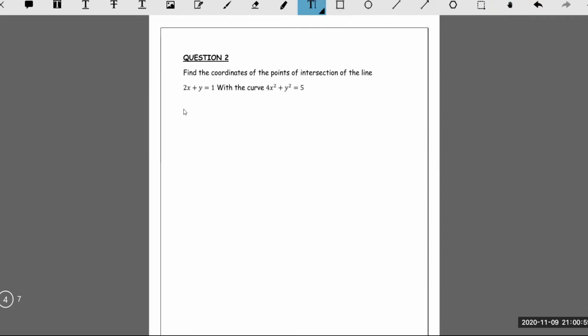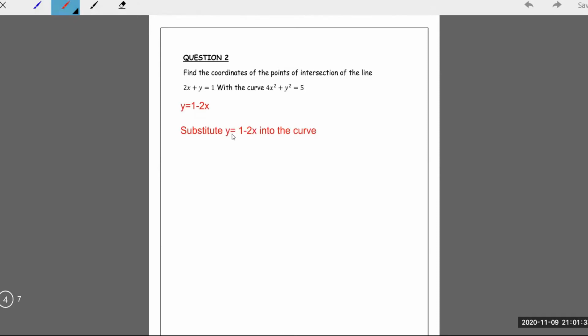If 2x plus y is equal to 1, I want you to make either x or y the subject, and so we can say y is equal to 1 minus 2x. Now, if y is equal to 1 minus 2x, what we're going to do is substitute y equal to 1 minus 2x into the curve. And this is the curve. So we're going to substitute y as 1 minus 2x into the curve.